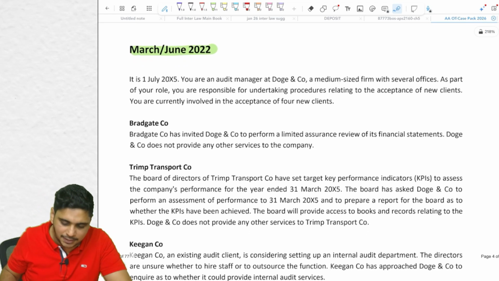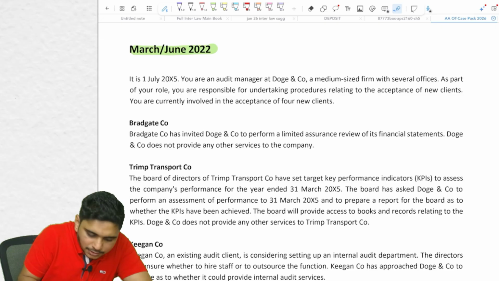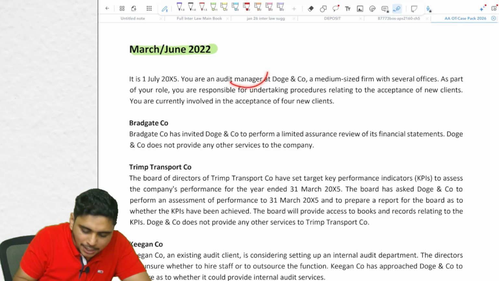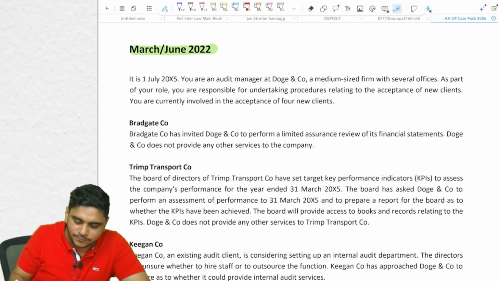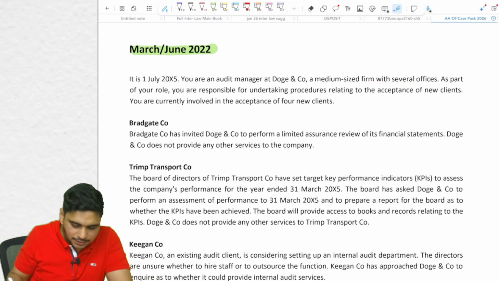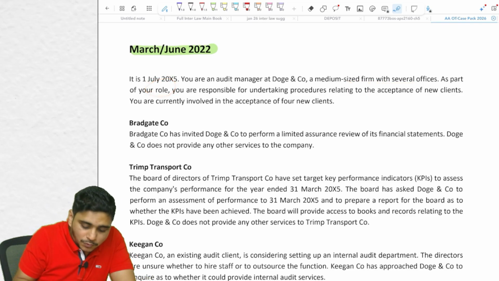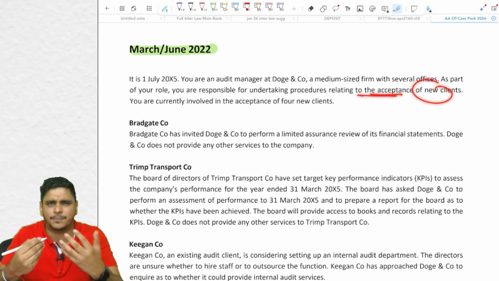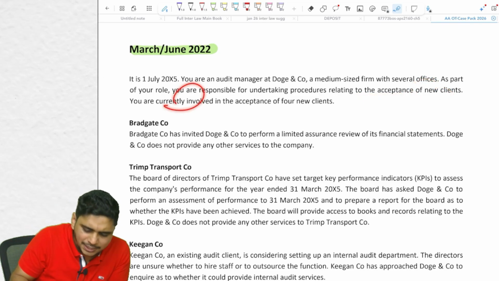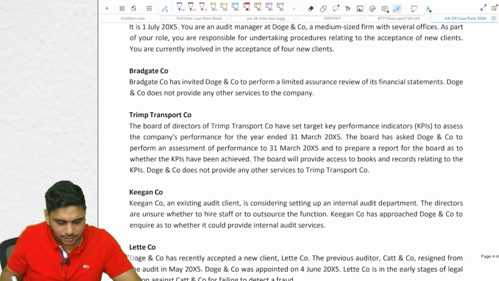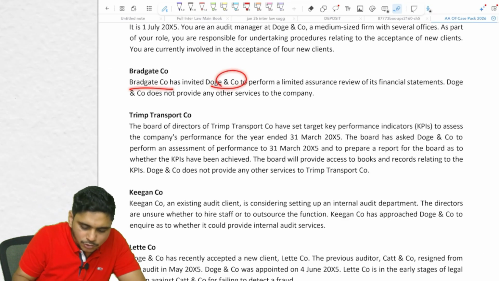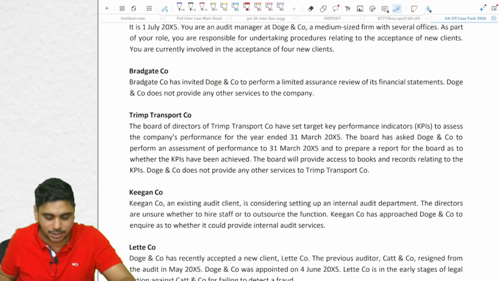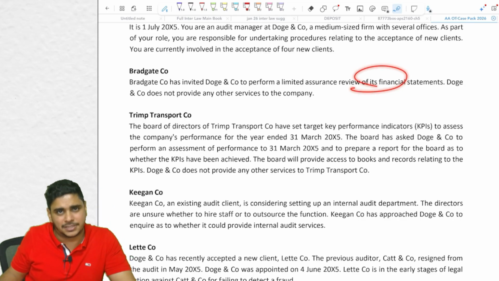It says, you are an audit manager at Doge & Co, a medium-sized firm with several offices. As part of your role, you are responsible for undertaking procedures relating to the acceptance of new clients. You are currently involved in the acceptance of 4 new clients. Brigade Company has invited Doge to perform a limited assurance review of its FS. This is a review engagement.